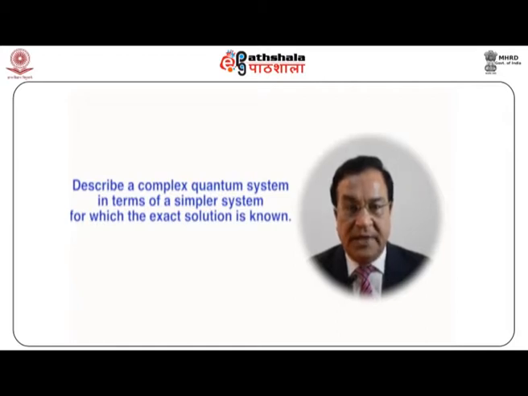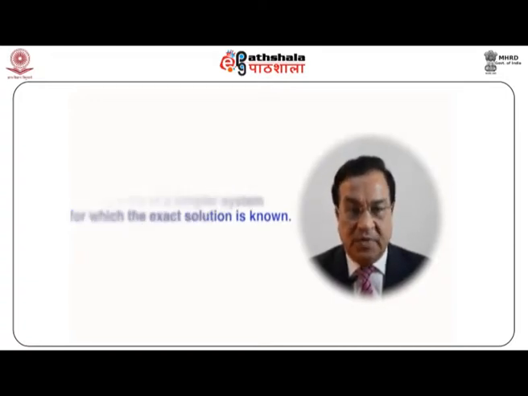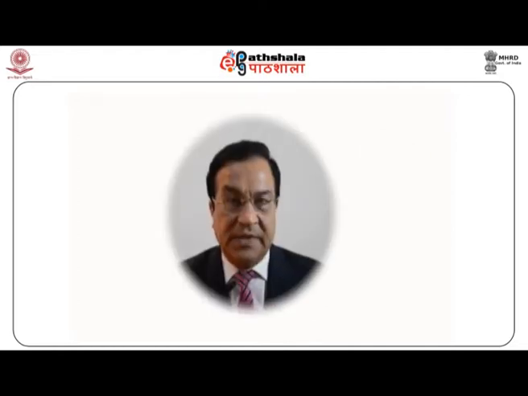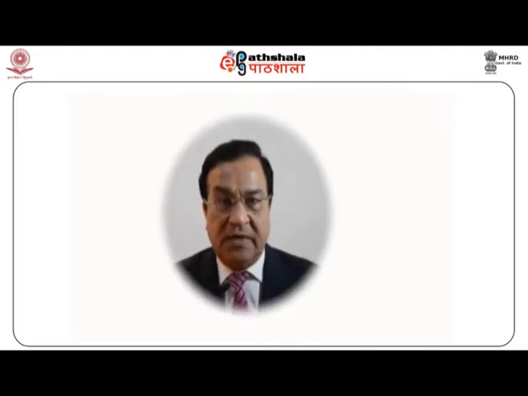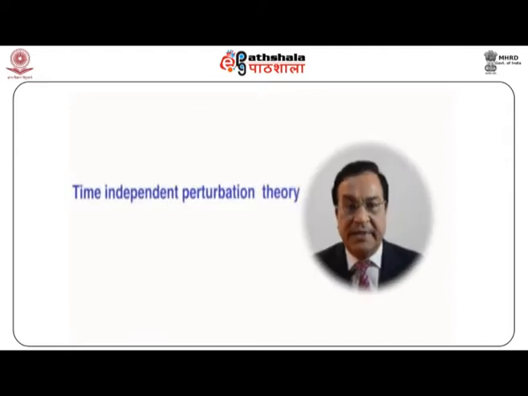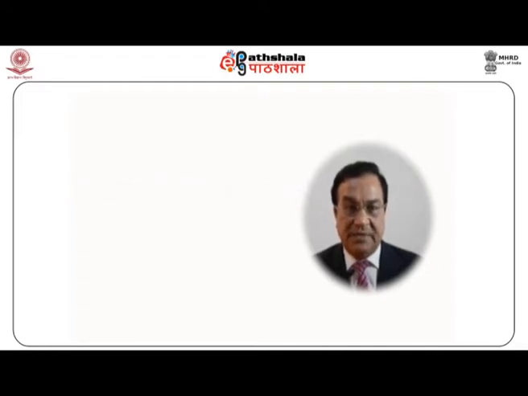Perturbation theory describes a complex quantum system in terms of a simpler system for which the exact solution is already known. And there are basically two categories of perturbation theories. One is time independent perturbation theory, which was proposed by Erwin Schrödinger, and where the perturbation Hamiltonian is static. That means it has no time dependence.